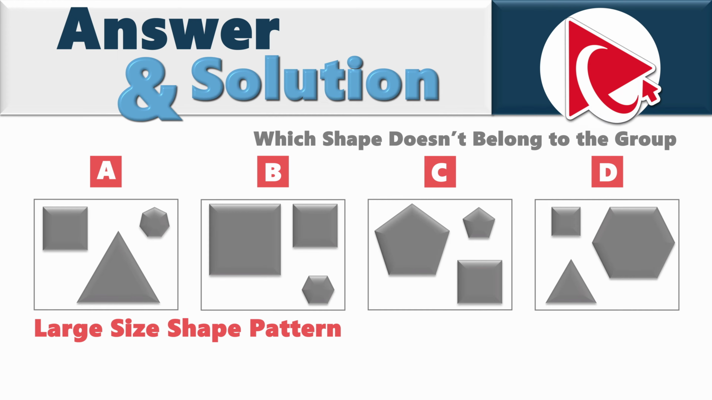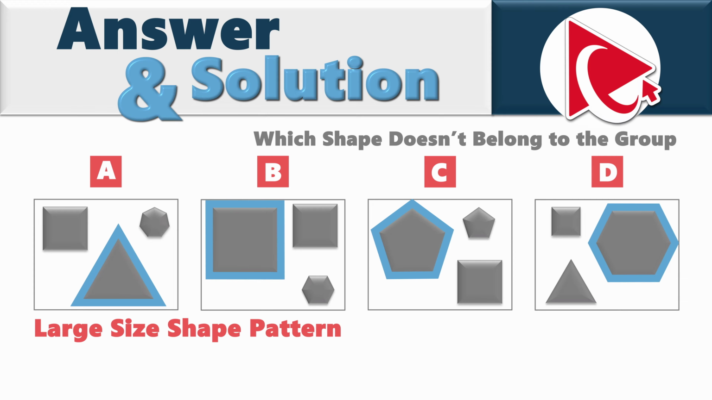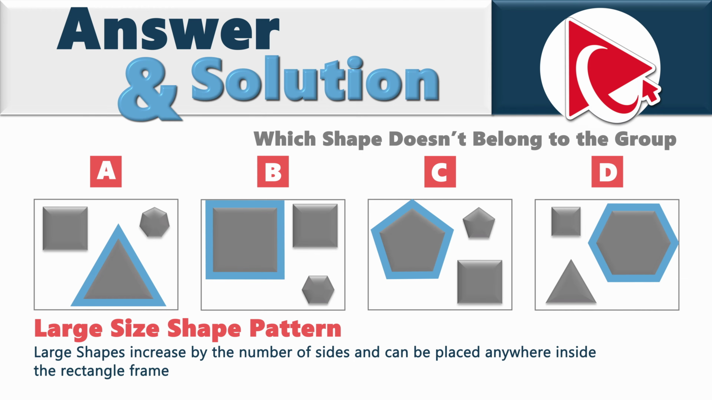In choice A, the large size shape is a triangle. In choice B, it is a square, then it's a pentagon, and then a hexagon. As you can see, for the large size shape, the number of sides increases with each subsequent choice. We start with 3 sides for the triangle, 4 sides for the square, 5 sides for the pentagon, and then 6 sides for the hexagon. The location of the large size shape is not important in the rectangle.